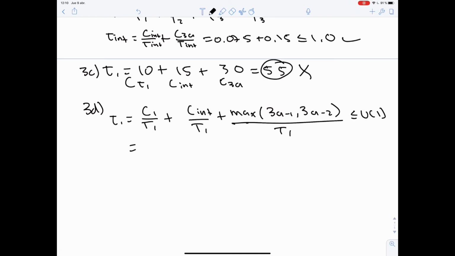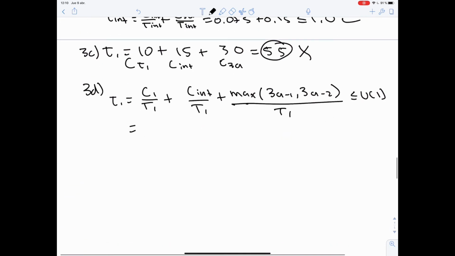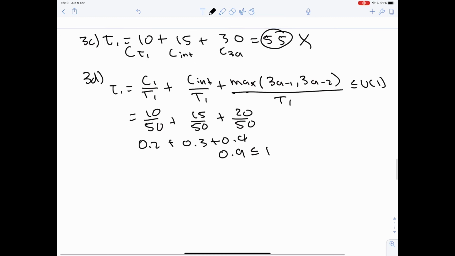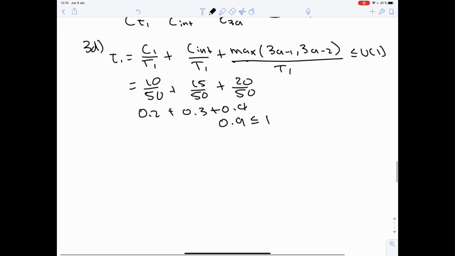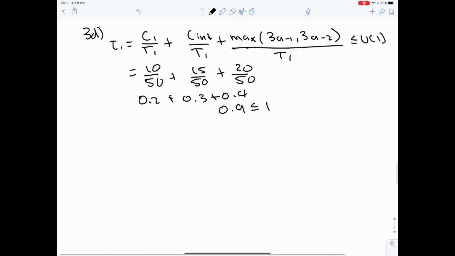For the example we have that 3A1 is 10 and 3A2 is 20. So the max of that is 20. So we're just going to plug in what we have. And this is equal to 0.2 plus 0.3 plus 0.4. And that is 0.9, which is less than or equal to 1. So in this case, it is schedulable. Not as before, where it was not. And that's because now we have to choose between two maxes right here.